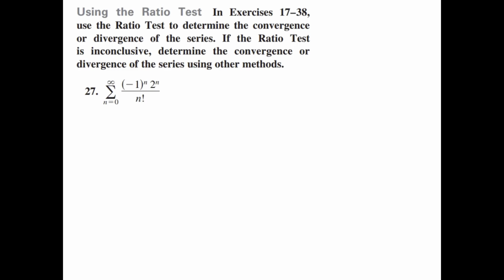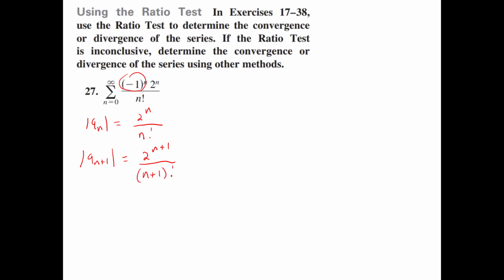So use the ratio test. In exercises 17 through 38, use the ratio test to determine the convergence or divergence of the series. If the ratio test is inconclusive, determine the convergence or divergence of the series using other methods. Okay, so the absolute value of the a sub n is just going to get rid of this. And so that's just going to be 2 to the n over n factorial. So the absolute value of a sub n plus 1 is to just replace your n with n plus 1. So that's going to be 2 to the n plus 1 over n plus 1 factorial.